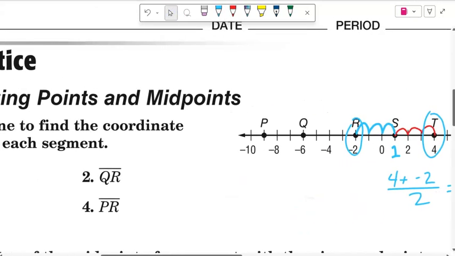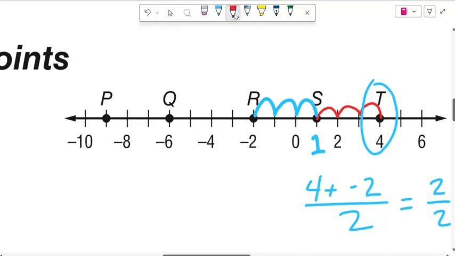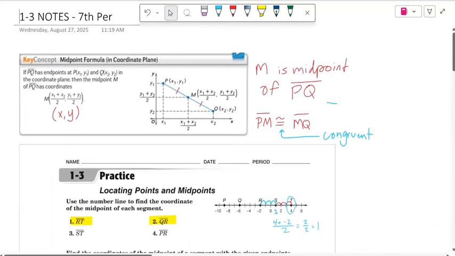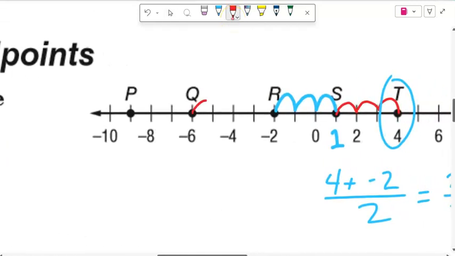Again, on a number line, relatively simple. The midpoint of QR. Now we're looking at QR. And again, we're just going to go all the way from Q to R. 1, 2, 3, 4. Cut it in half. 2. So 2 spaces from Q and 2 spaces from R. Right? And it lands us at -4.